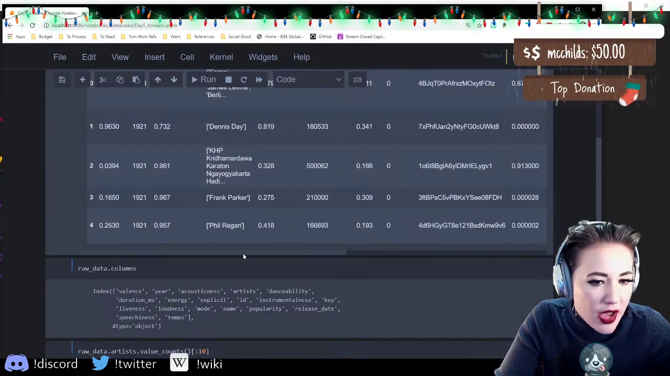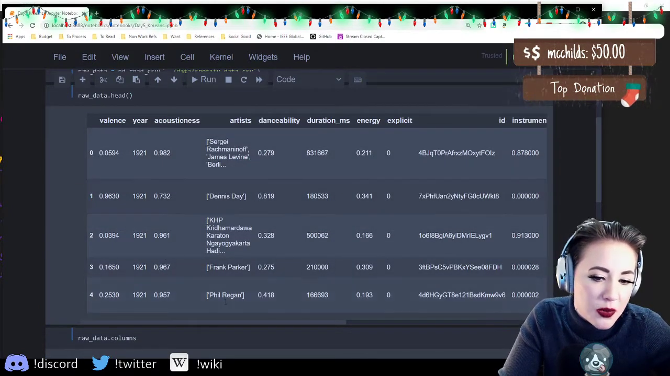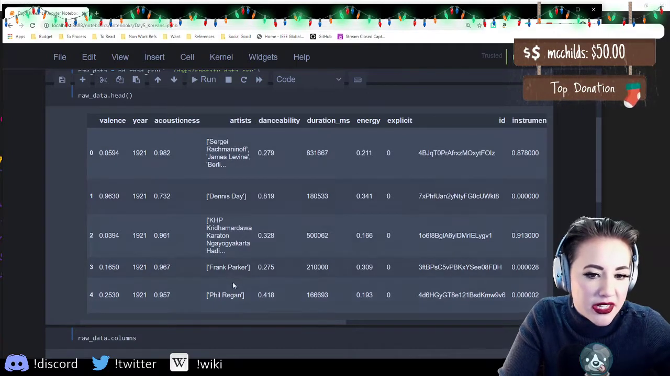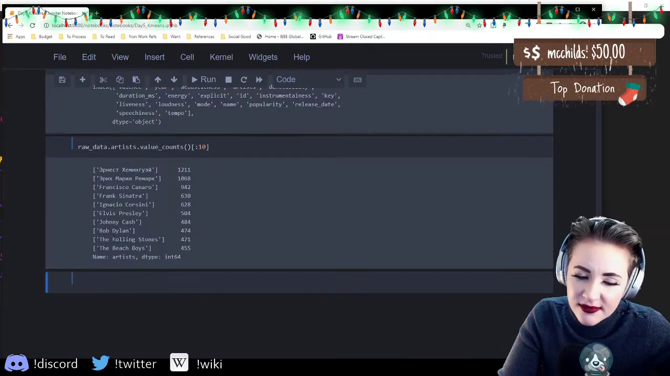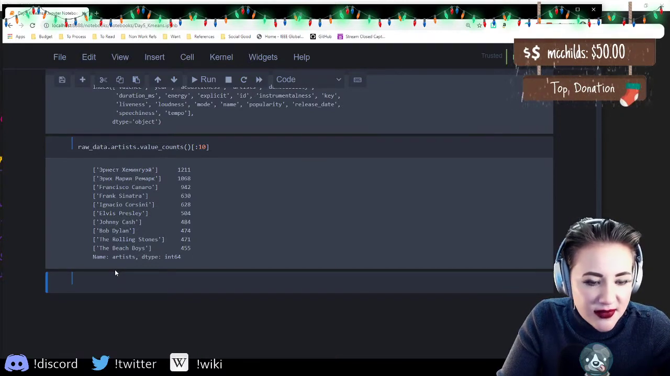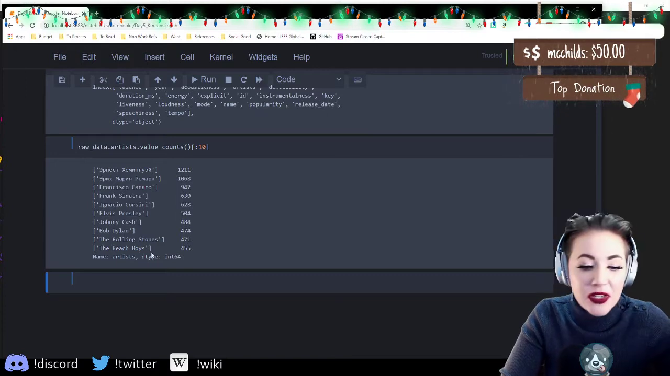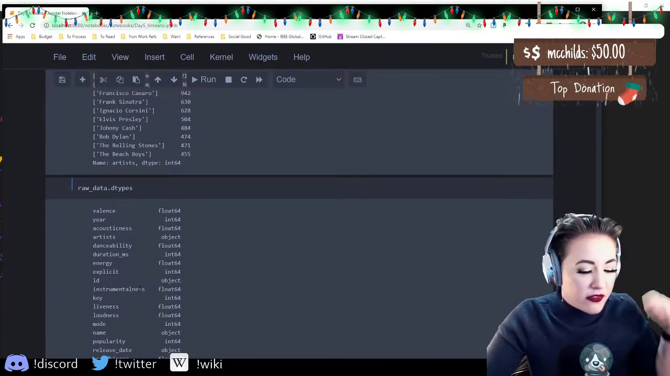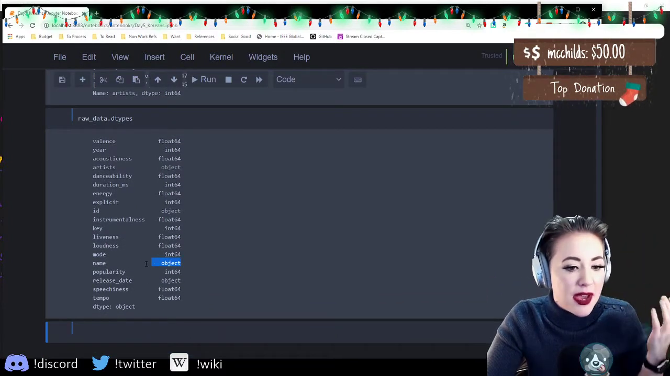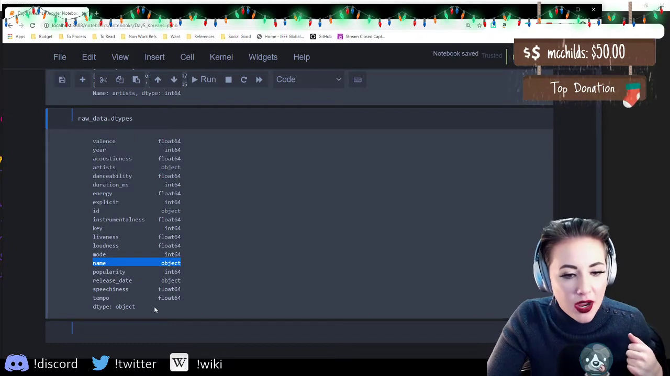So that's what I thought, but it looks like they're lists. They're all lists. So we've got a bunch of lists of artists here. In any case, Ernest Hemingway. Okay, well, we do have a problem though, which is for machine learning, right? We can't pass strings unless we're going to do some one-hot encoding.